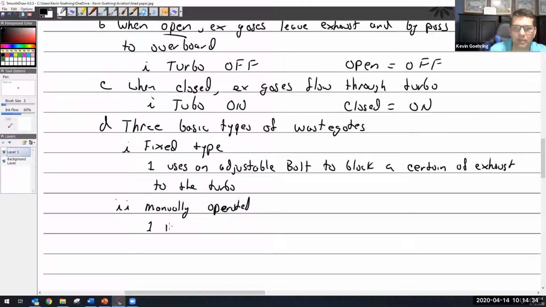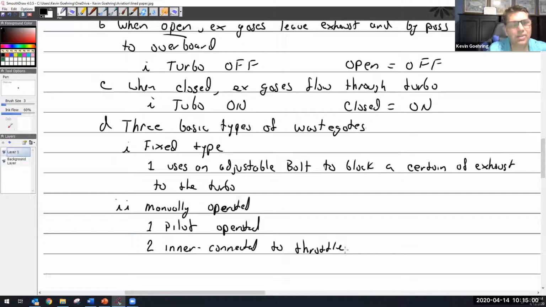So there are different types of the manually operated. There's pilot operated with just a push-pull cable. There is also one that is interconnected to throttle.